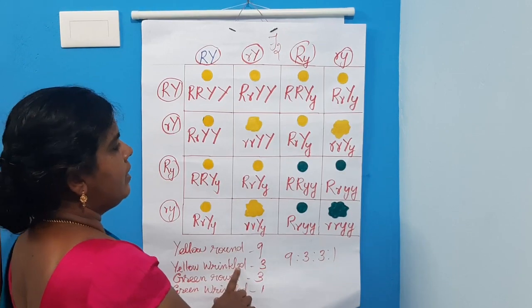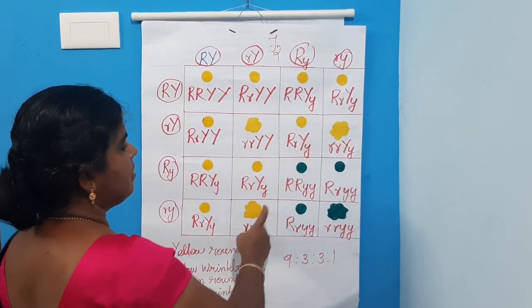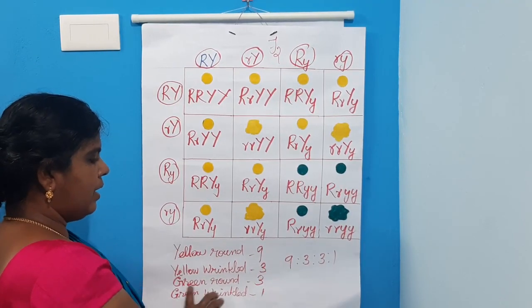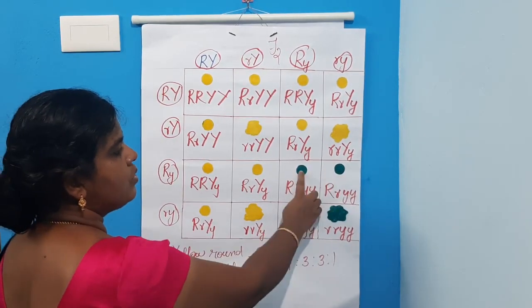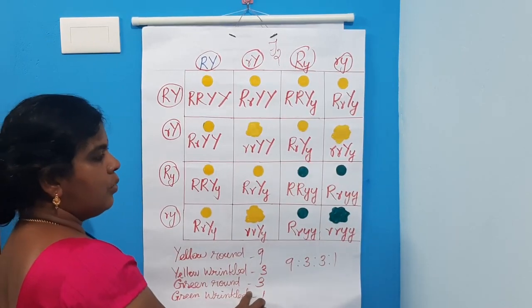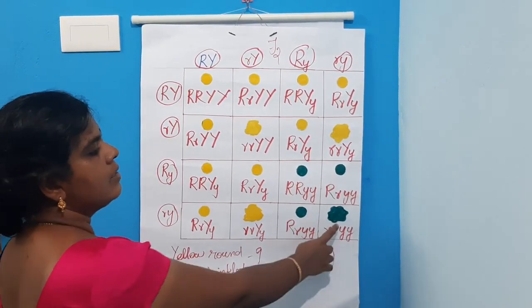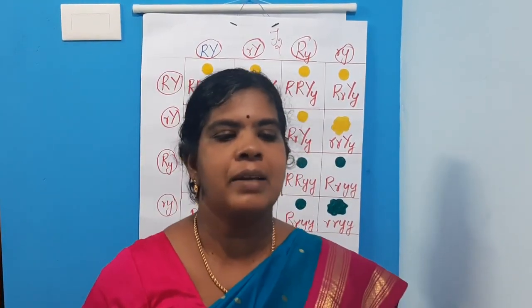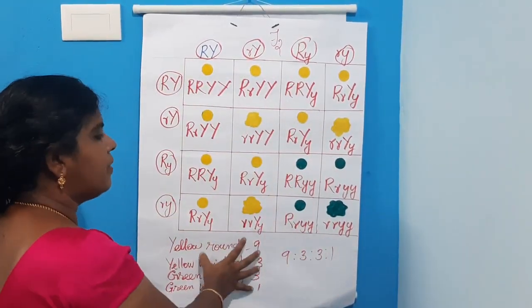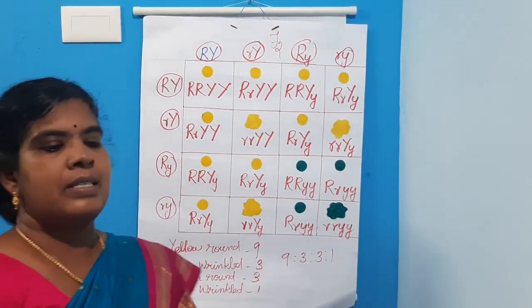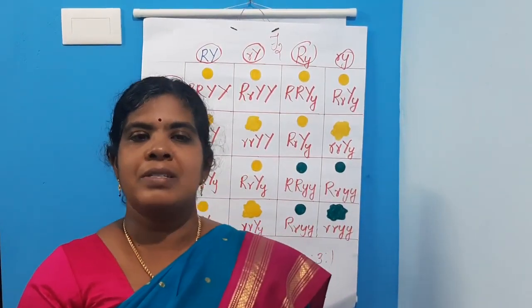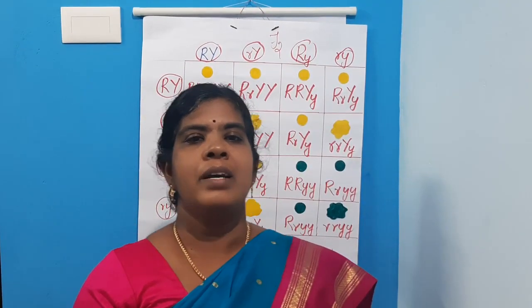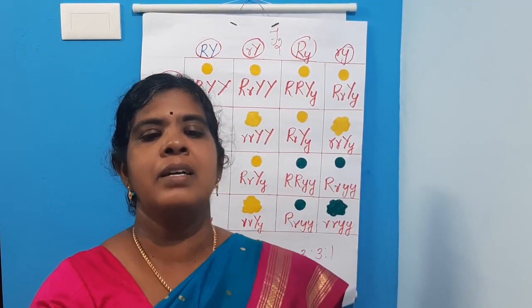Then yellow wrinkled, 1, 2, 3. These 3 hybrids are yellow wrinkled. Then green round, 1, 2, 3. These are the green round hybrids. Green wrinkled, this one. So 4 different types of hybrids are formed in the F2 generation. How many different types of hybrids are formed in the F2? 4 different hybrids are formed in the F2.